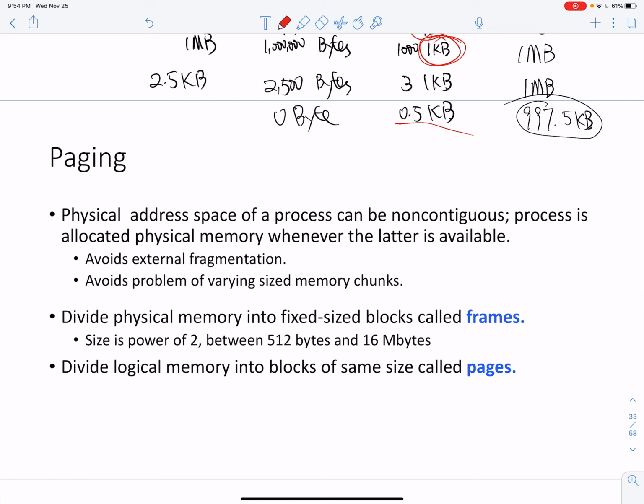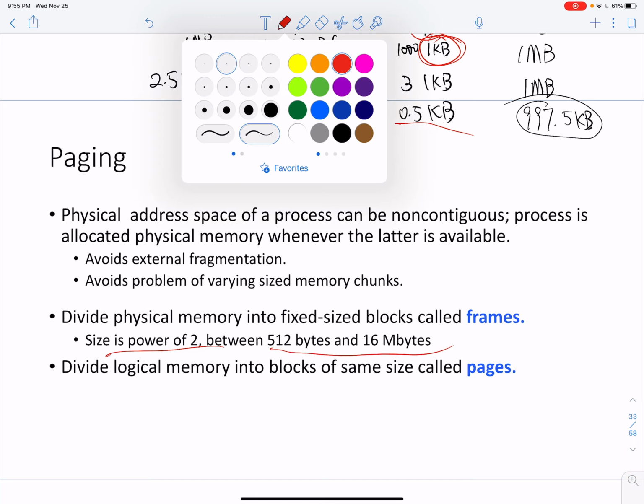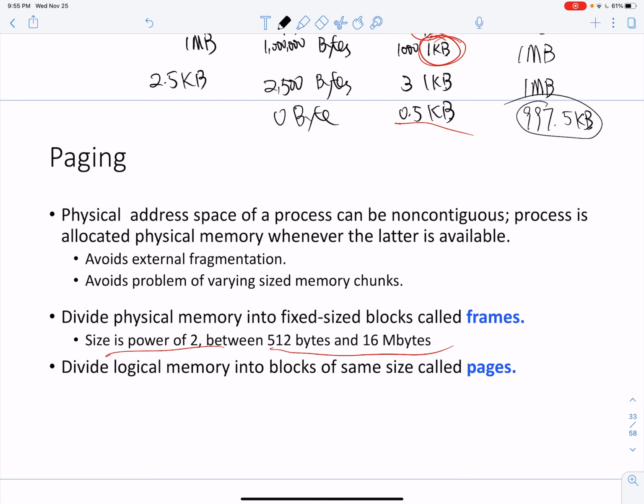This is called paging. Normally in our operating systems, the page size should be a power of 2, usually between 512 bytes and 16 megabytes. Normally, I think it is like 1 KB.